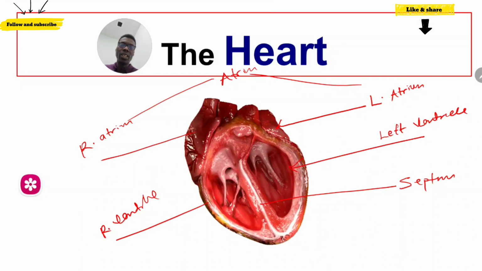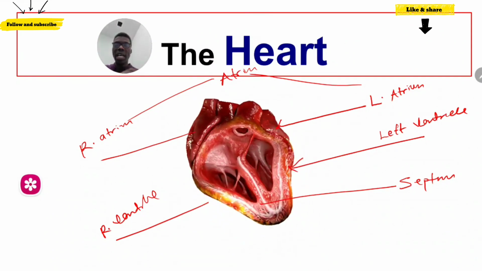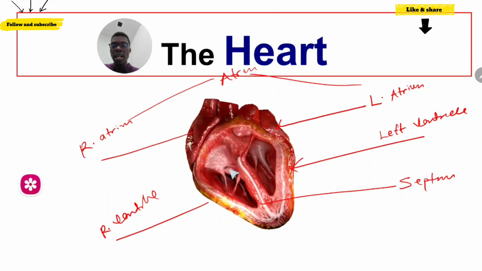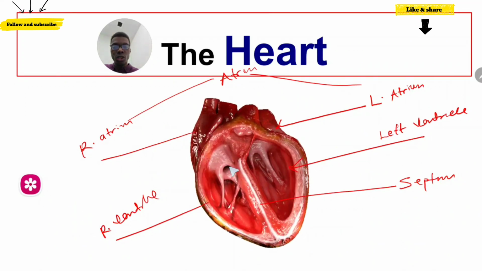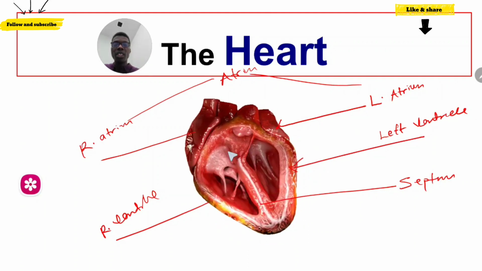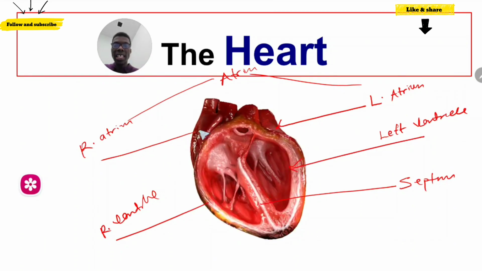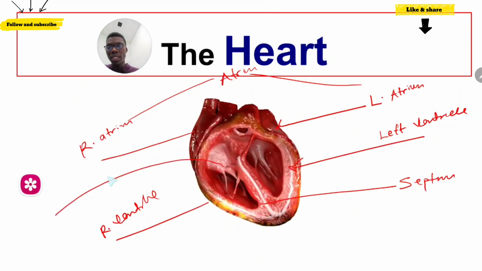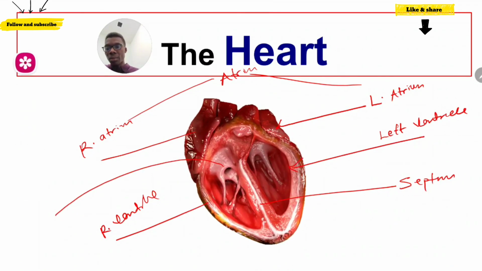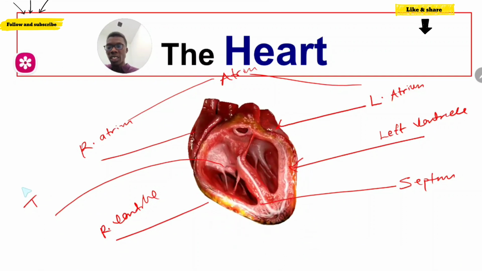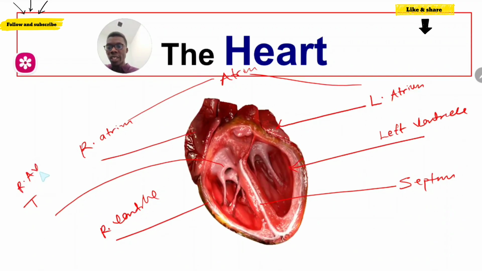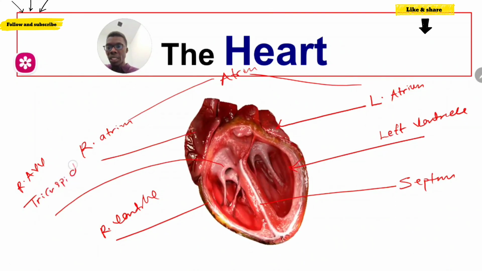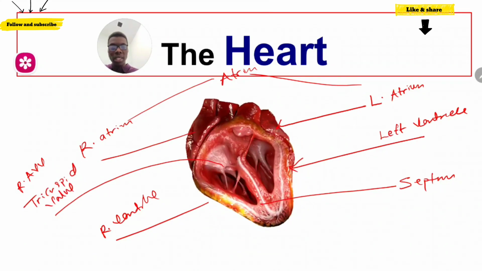Now, the heart has four valves, or you can say two sets of valves. So this one is the right atrioventricular valve. It's called atrioventricular because it's separating the atrium from the ventricle. So that's one name you can use, or we actually call it the tricuspid valve. Hope that made sense.